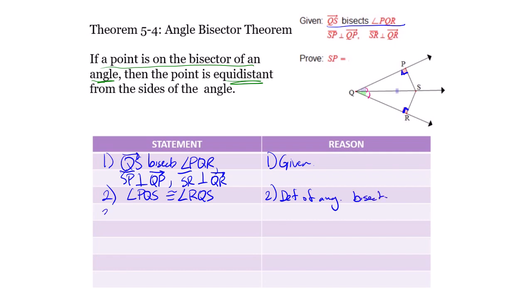Okay. All right. And step 3. So now we have perpendiculars, so we can say that they're right angles. So we can say that angle QPS and angle QRS are right angles, and we can say that by definition of perpendicular.